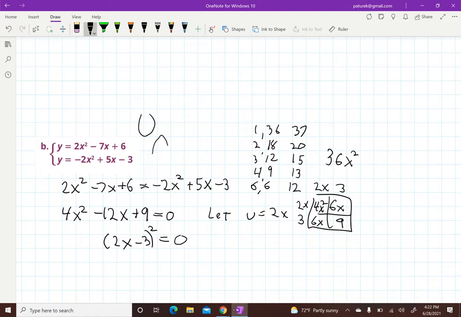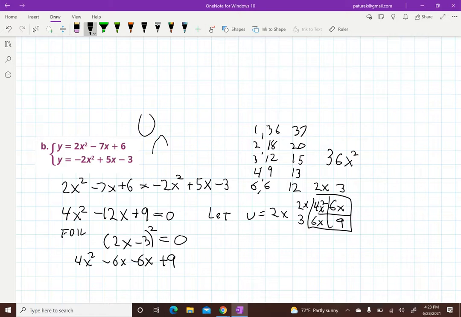Let's do a check using FOIL. So 2x times 2x is 4x squared. 2x times negative 3 is minus 6x. Minus 3 times 2x is minus 6x. And negative 3 times negative 3 is positive 9. So yes, this checks that I have correctly factored this thing.